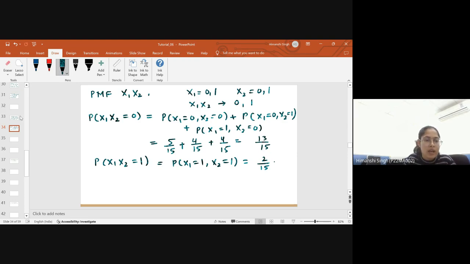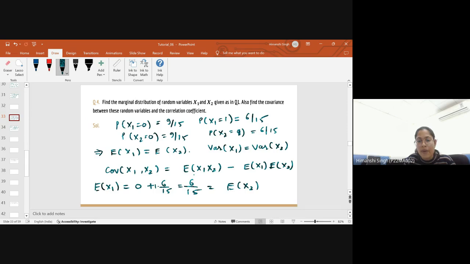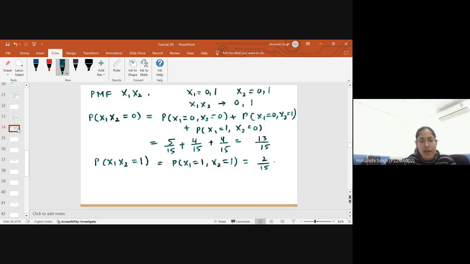Now what we need to calculate is the expected value of x1 x2. The expected value of x1 x2 will be 0 into the probability that x1 x2 equals 0, plus 1 into the probability that x1 x2 equals 1, that is 2 by 15. So this expected value will be 2 by 15. This way we have found the expected value of x1 x2.